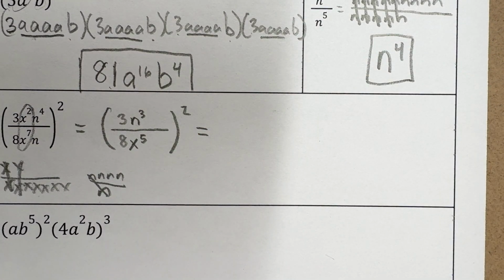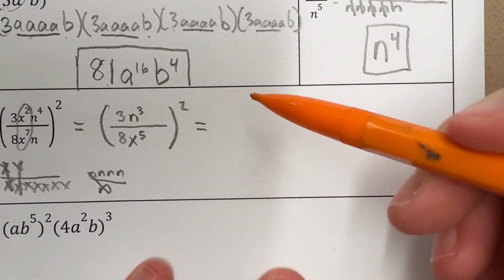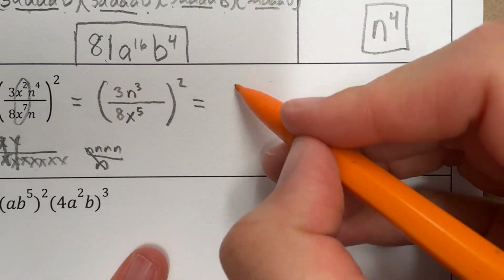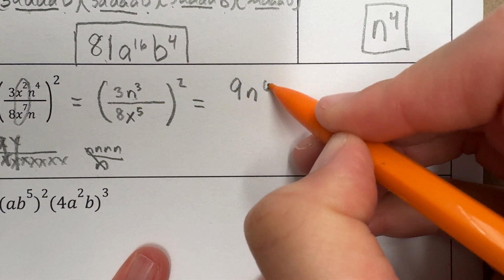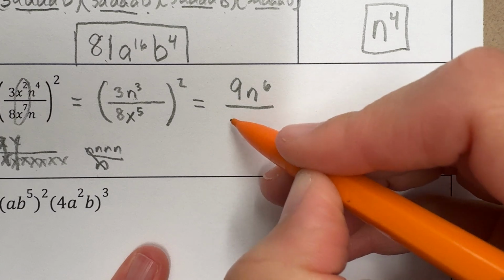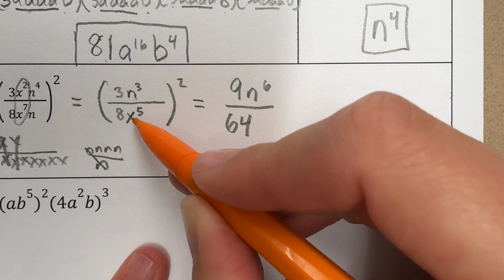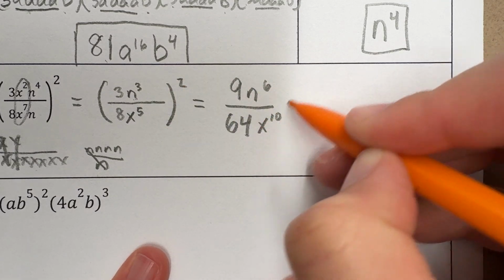And now, let's go ahead and just take all of this to the power of 2. Again, feel free to write it out. I'm going to do it without writing it out this time. But you could absolutely write it out like this. 3 to the power of 2 is 9. This is n times n times n, 2 times. That's going to be 6 total n's. 8 to the power of 2, 8 times 8 is 64. And this is x being multiplied by itself 5 times. So I imagine a list of 5 x's twice. That's going to be a total of 10 x's.